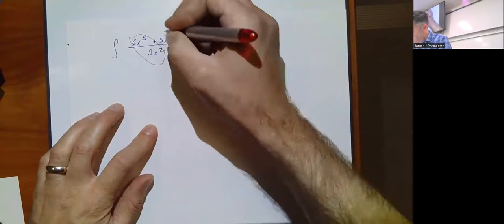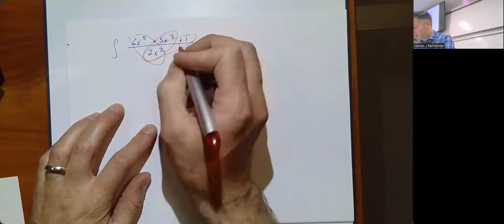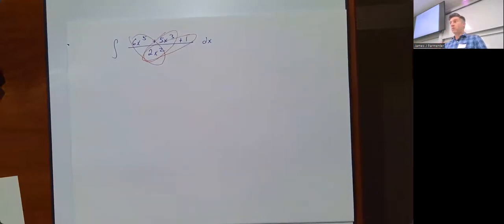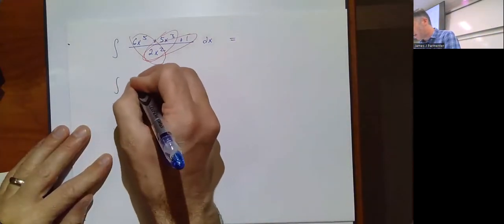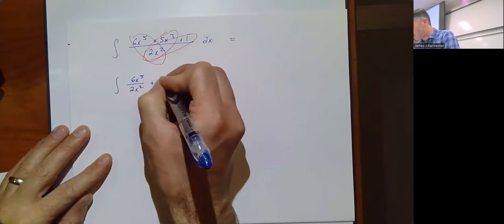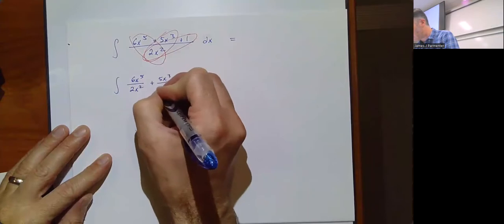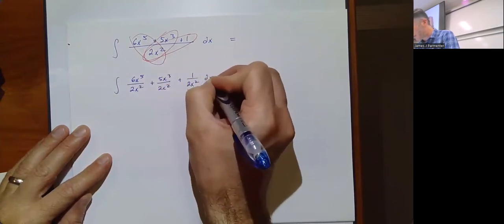So we're going to divide each thing by 2x squared. That's kind of a common tactic when you have a fraction or a quotient where the denominator is a single term, right? I'm thinking of 2x squared as a single term, it's not like 2x squared plus something else. So here we're just going to rewrite this as the antiderivative of 6x to the 5th divided by 2x squared plus 5x cubed divided by 2x squared plus 1 divided by 2x squared.